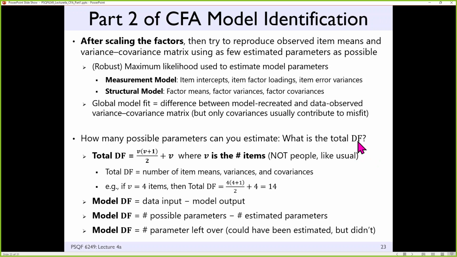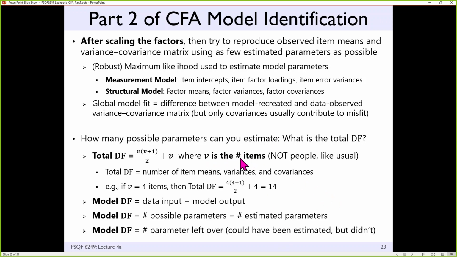The question is degrees of freedom is what we call this, and it has nothing to do with people. Okay? Like in every other stats class, degrees of freedom is based on sample size somehow. It is not. It has nothing to do with people. So these formulas are not based on number of people. They're based on number of variables.